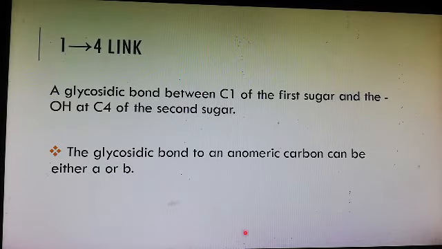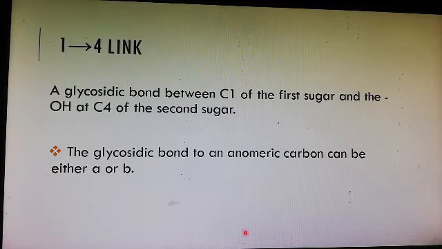So, meron tayong iba't ibang mga glycosidic bond. So, let's have the 1-4 link na tinatawag. 1-4 link is a glycosidic bond between the carbon 1 or the first carbon of the first sugar and the OH at carbon 4 of the second sugar. So, the glycosidic bond to an anomeric carbon can be either alpha or beta. At nag-iiba ang name ng dalawang disaccharides na to.